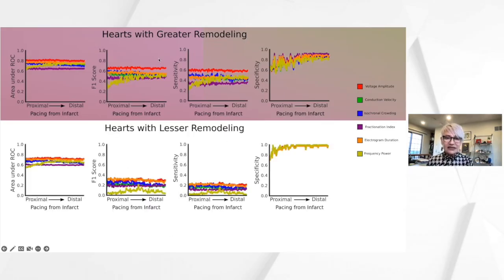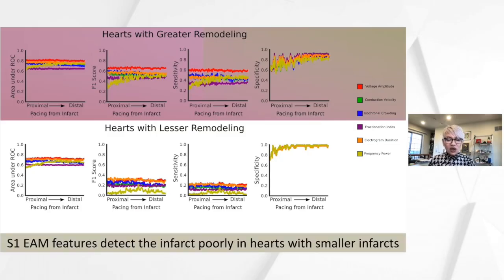But looking at these 2 different results, you can see how much worse the results are for F1 score, and how unbalanced sensitivity and specificity are in predicting the location of the infarct in hearts with smaller infarcts using these electroanatomical features. So the electroanatomical features from a single pacing site detect the infarct poorly in hearts with smaller infarcts.